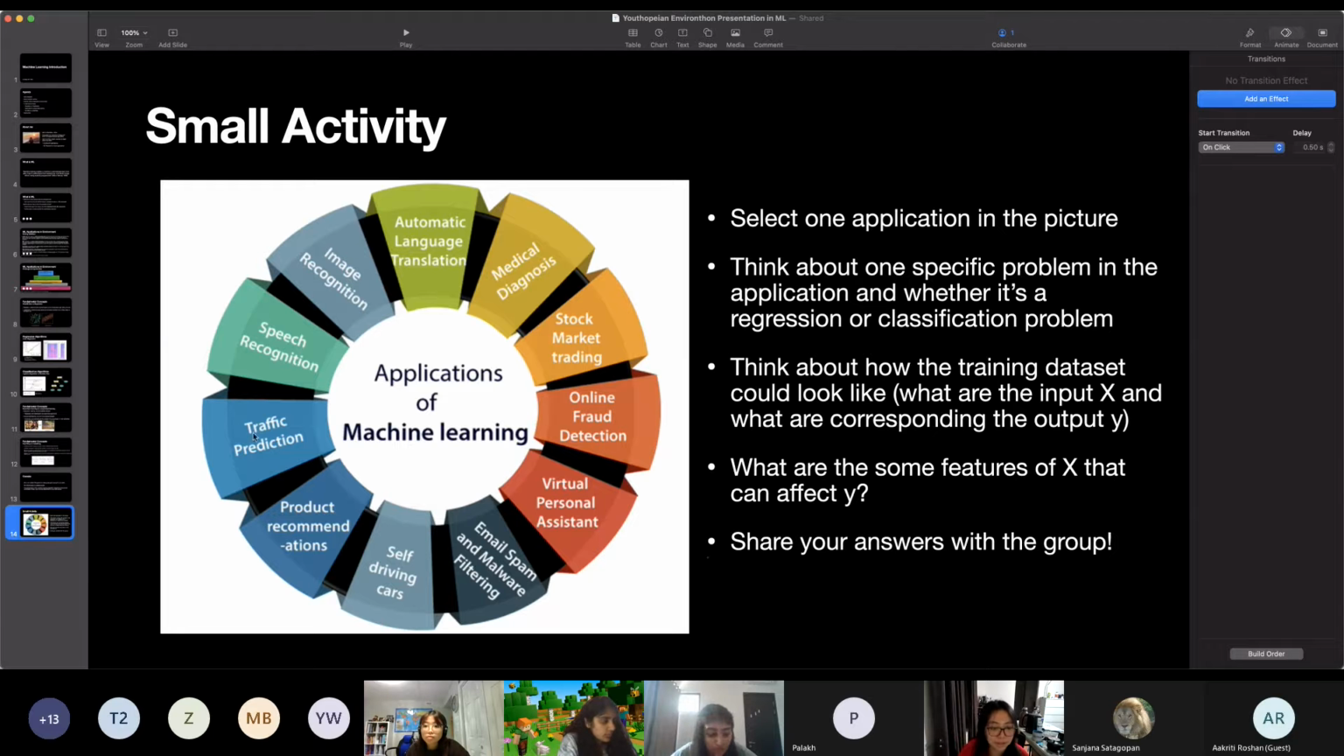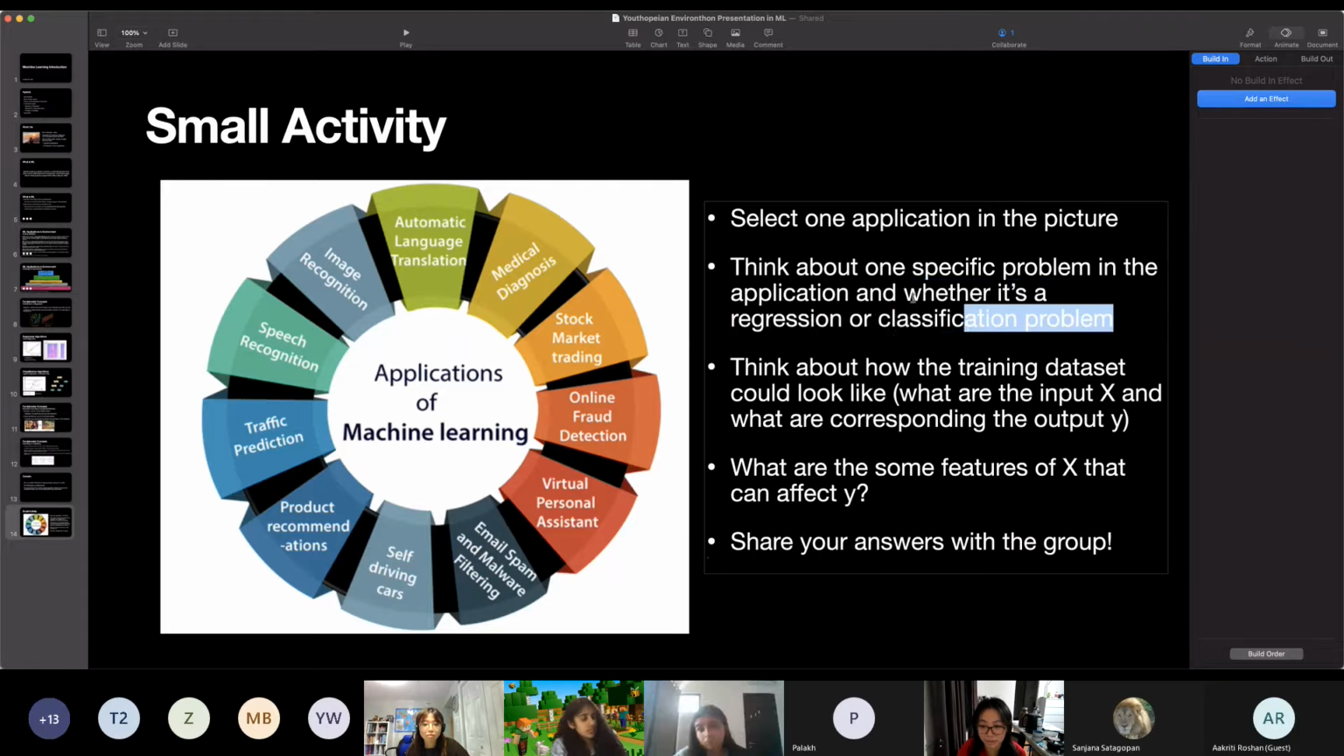Here are some other applications of machine learning, for example, stock market trading, online fraud detection, virtual personal assistant, and so on. You can select one application in the picture and think about one specific problem in it. For example, for stock market trading, one problem could be what is the price of this stock tomorrow. Then see whether it's a regression or classification problem. That's the first question. The price is a numeric value, so it should be a regression problem.